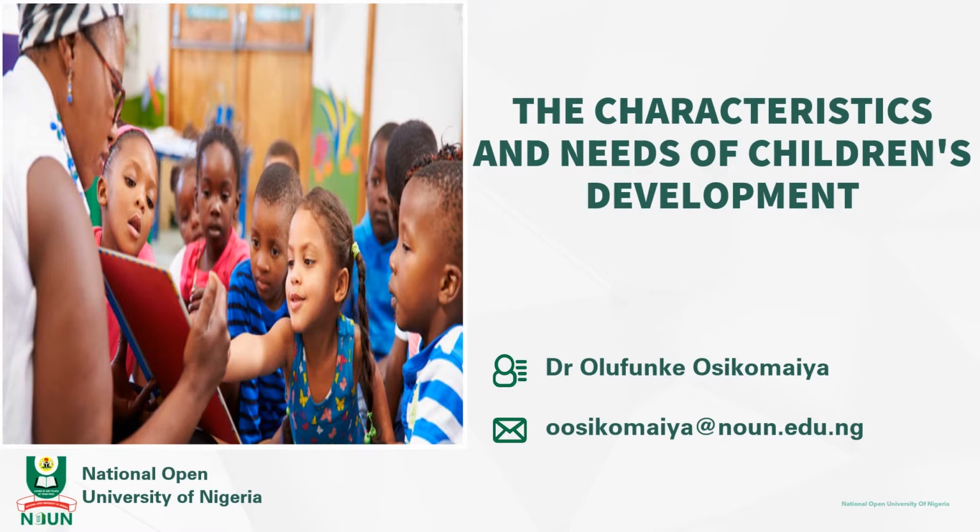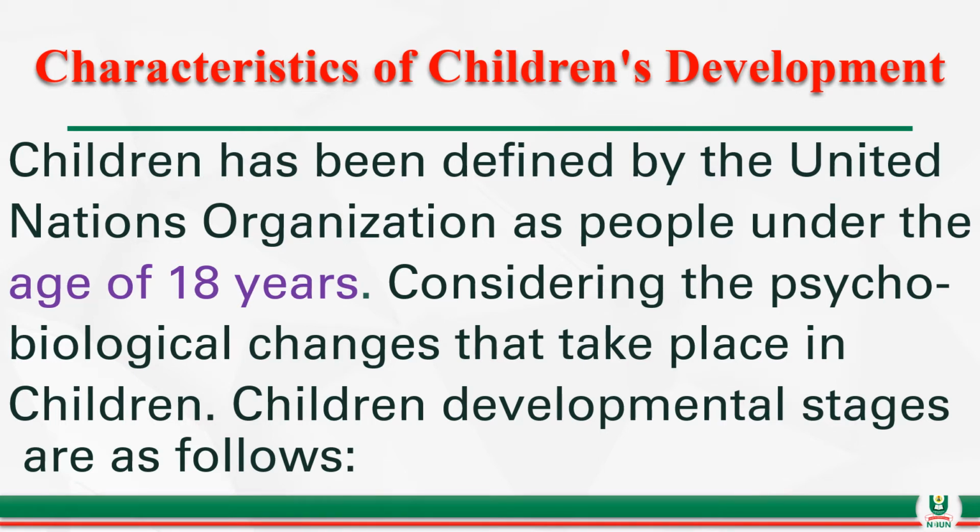Today, we want to look at characteristics and needs of children's development in the course Children's Literature, PED433. Welcome again. Children are very important and they exhibit characteristics that are peculiar to them. Children have been defined by UNESCO as people who are still under 18 years of age.